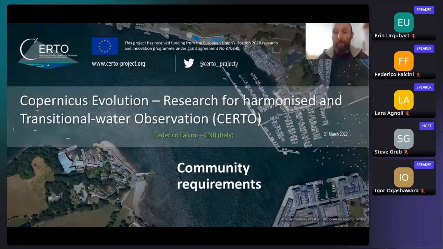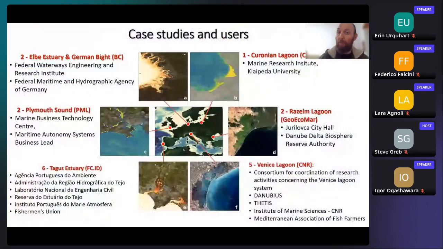Hello everyone, this is Federico Falcini from the National Council of Research in Italy, and within the frame of the CERTO project, Copernicus Evolution Research for Harmonized and Transitional Water Observation, I'm going to tell you something about community requirements and user requirements. Well, from this picture, you already have a view of a large variety of users we are interacting with. We are all around Europe with different environments, different coastal environments, different needs, which means different requirements.